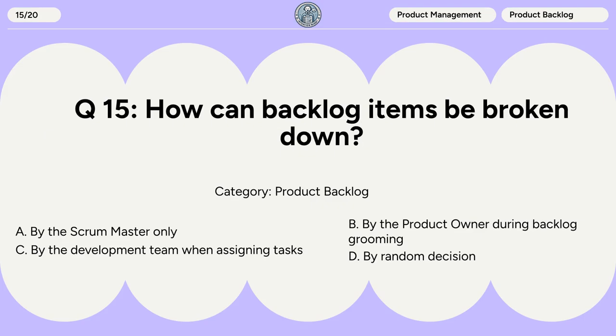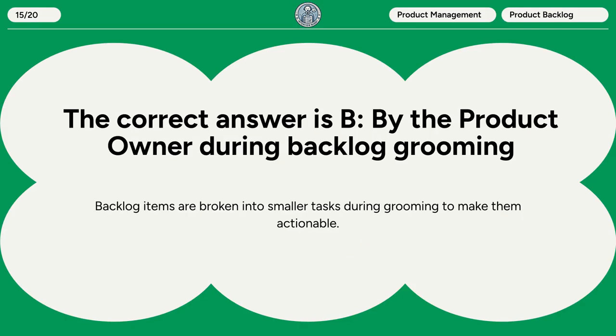Question 15. How can backlog items be broken down? A. By the Scrum Master only. B. By the product owner during backlog grooming. C. By the development team when assigning tasks. D. By random decision. The correct answer is B. By the product owner during backlog grooming. Backlog items are broken into smaller tasks during grooming to make them actionable.